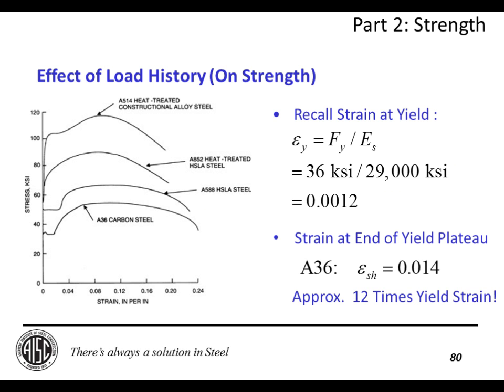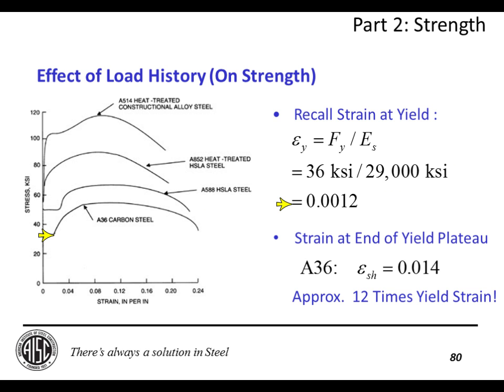So a quick refresher course in ductility. The strain at yield is given by Hooke's law. For 30 KSI steel, we're at 0.0012 inches per inch. So that's way down here. And then the strain at the end of the yield plateau over here is about 12 times that yield strain. Right? So you already have a good bit before the member starts to strain harden.